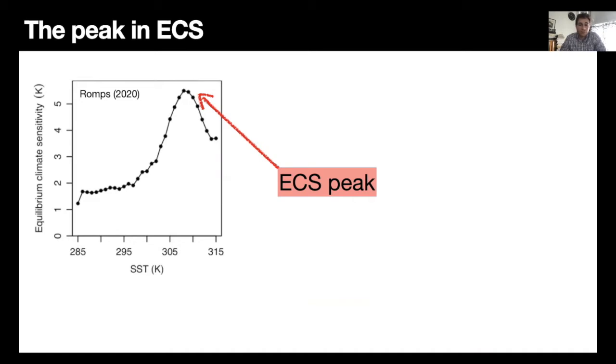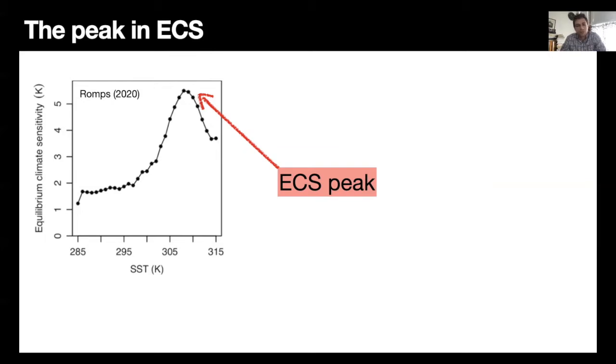And a number of studies have systematically explored this state dependence of ECS, and they find something really interesting. This figure is from David Romps's paper from 2020, which looked at the ECS in a cloud resolving model. Along the x-axis in this figure is the surface temperature, and the y-axis is the ECS plotted at each surface temperature. And what you see is a peak in the ECS at a surface temperature of around 310 Kelvin. So that's quite hot. It's hotter than the tropics today, but it is potentially relevant to interpreting the paleoclimate record.